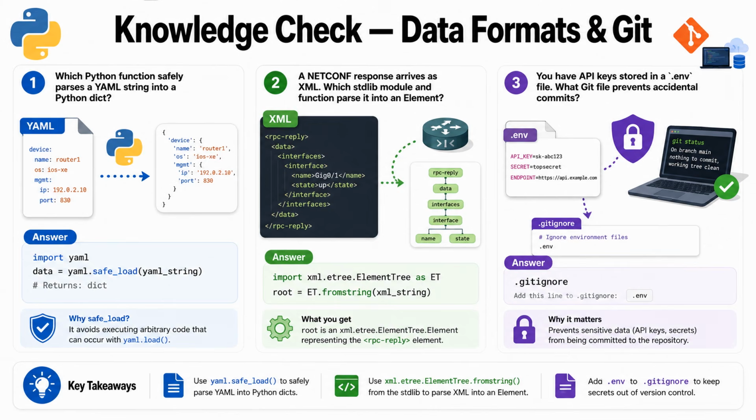Third question, you have API credentials stored in a .env file in your project directory. What Git file do you use to ensure that file is never accidentally committed to the repository? A .gitignore file in the repository root.